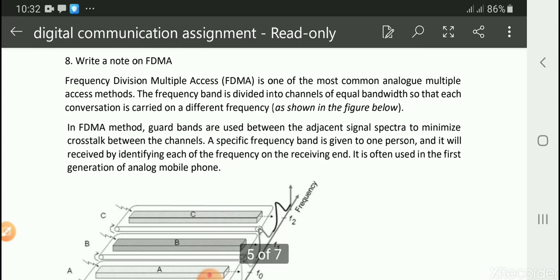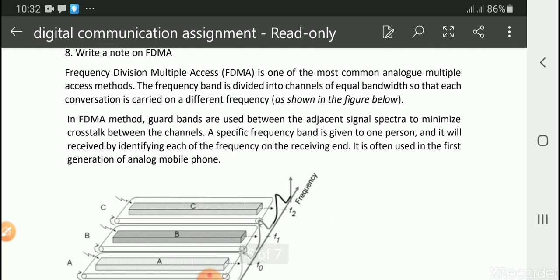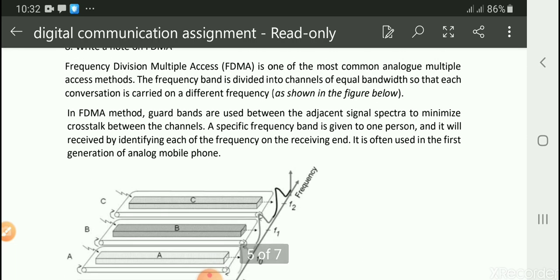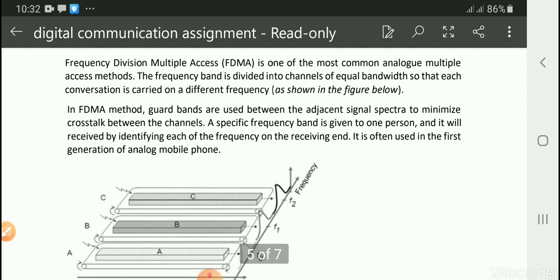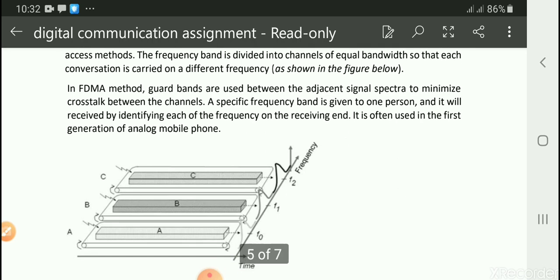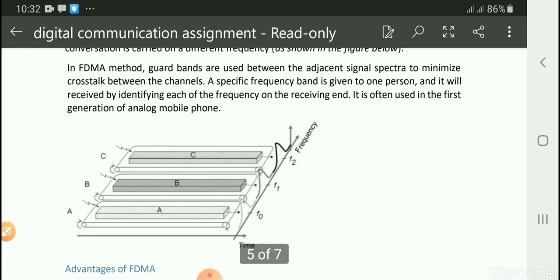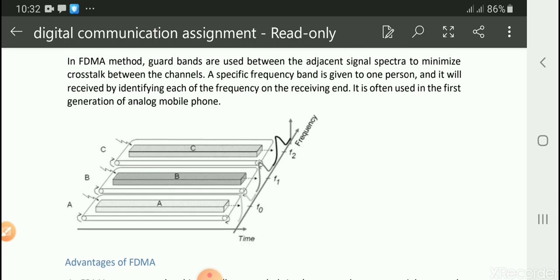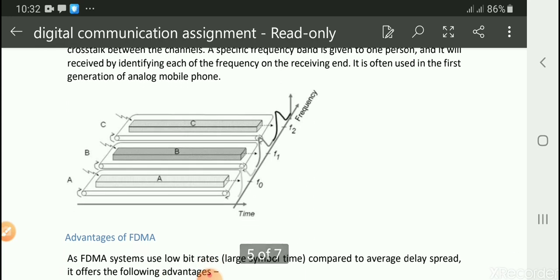Eighth question: write a note on FDMA. FDMA refers to frequency division multiple access, one of the most common analog multiple access methods. The frequency band is divided into channels of equal bandwidth so that each conversation is carried on a different frequency. In the FDMA method, guard bands are used between the adjacent signal spectra to minimize crosstalk between the channels. A specific frequency band is given to one person and it will be received by identifying each of the frequencies at the receiving end. It is often used in the first generation of analog mobile phones.